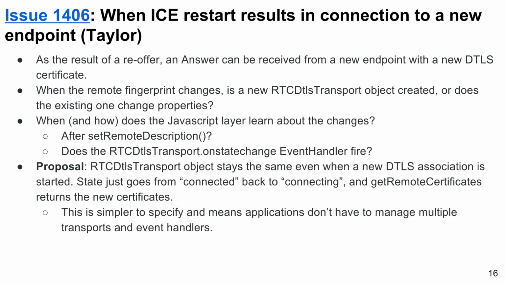I was sort of on the fence about this because it makes more sense intuitively that a new DTLS association would result in a new object. But when I started thinking about the practical implications, I don't think that actually buys us anything. Yeah, I think the reasoning for this is much the same as the other one. It's just not manageable to have it work any other way.